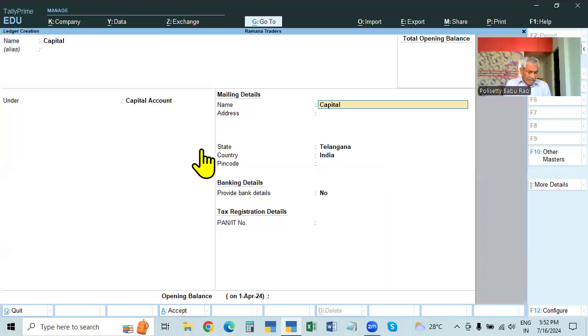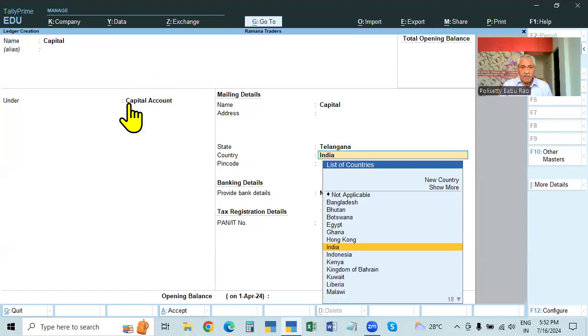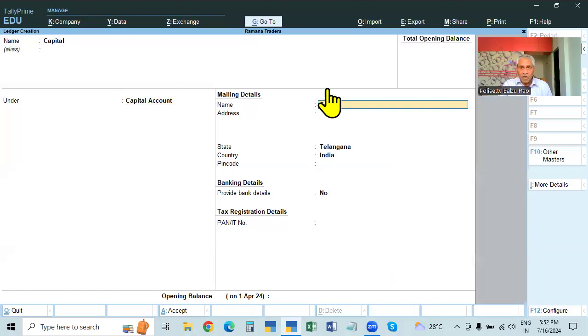So the capital account is created, and you have to keep going till the end here. No other thing is to be changed here, so we can go directly to the end. It will ask you to accept. Accept means save. If you click yes, it will accept. If you click no, it will not accept. Go back. Accept.